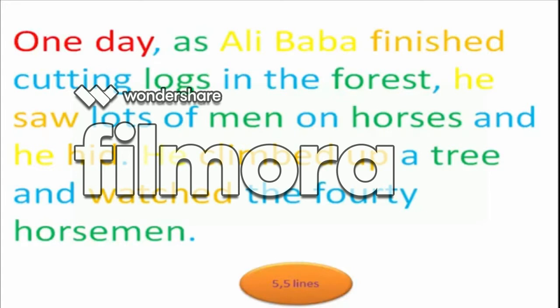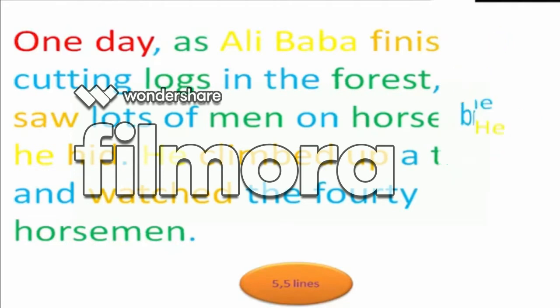إذا we repeat the reading and we say as Ali Baba finished cutting logs in the forest he saw 40 horsemen لمح 40 فارسا and he hid, full stop نقطة. نتابع الجملة الأخيرة فنقول he climbed up a tree to watch, full stop. انتهى المعنى. Now let us see this Percy.